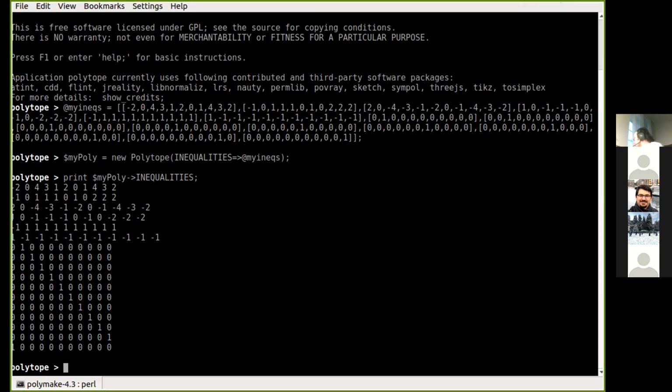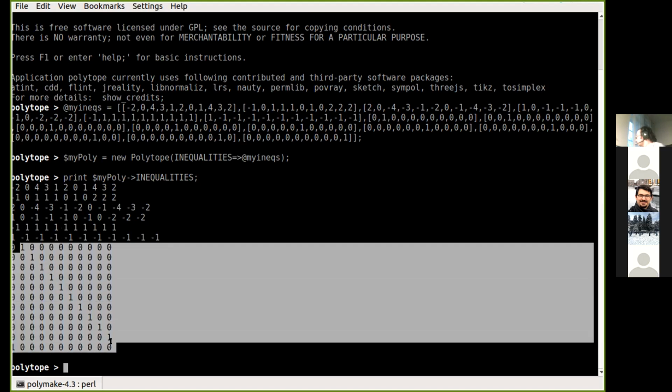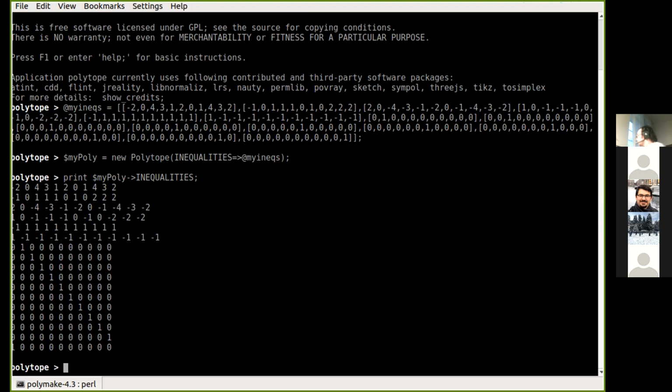And this guy over here is telling you that the sum of all lambda i's has to be 1, because the red point has to be a convex combination of these other points. These two are giving you that they have to be equal to 1, and the other conditions are telling you that all of the lambda i's have to be positive.